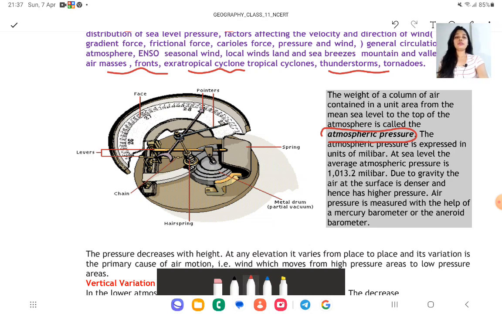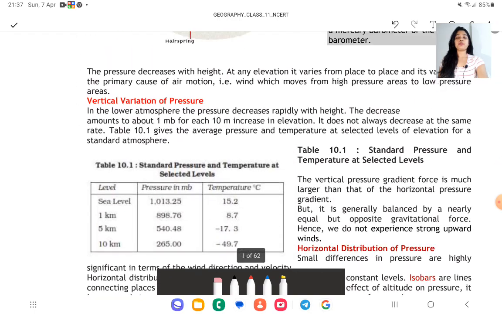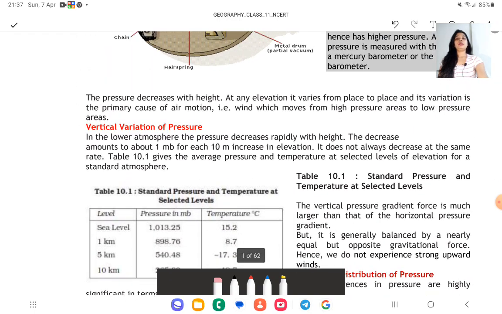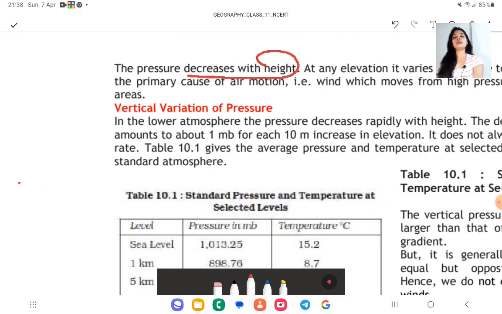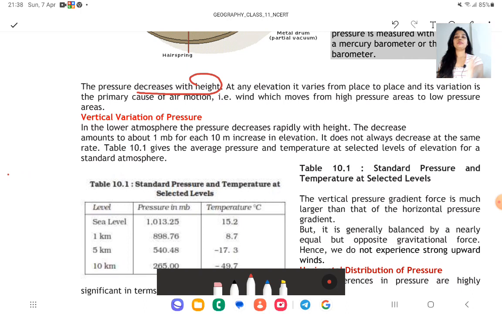So going forward with this, we can see the pressure decreases with height. This is a very important thing, that pressure decreases with height. Suppose this is your hill. Okay, so the pressure here will be much higher than the pressure which you will feel over here in this region. So the pressure decreases when you go higher on the elevation side.